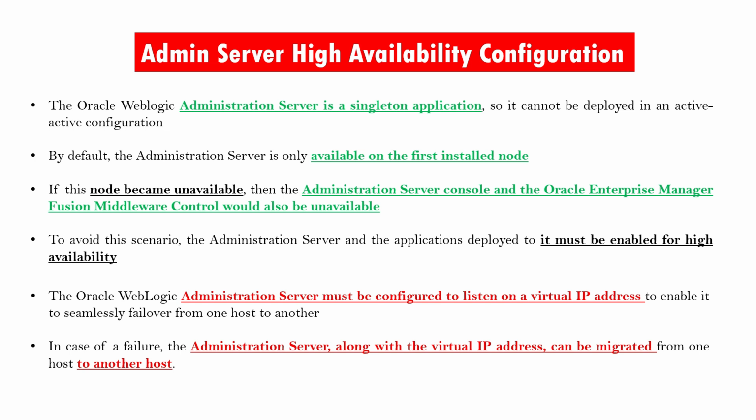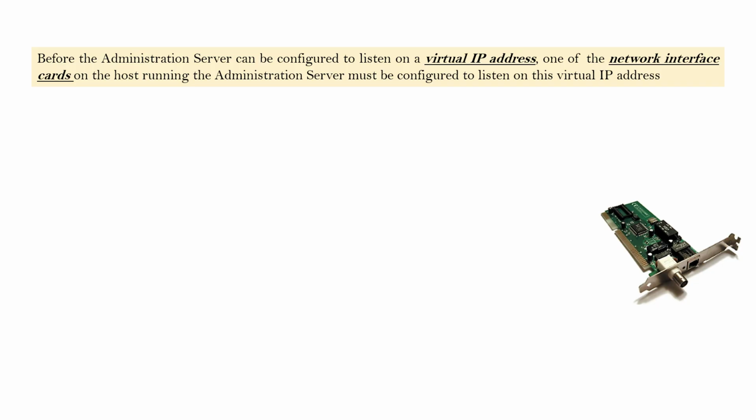If your machine crashes, then it will automatically get disabled. If you are doing a certain kind of maintenance, then you can disable the virtual IP on node 1, start this virtual IP on node 2, and then start your admin server from node 2. Similarly, you can go to node 2, node 3, or node 4, because this virtual IP can be enabled on any of the nodes, right?